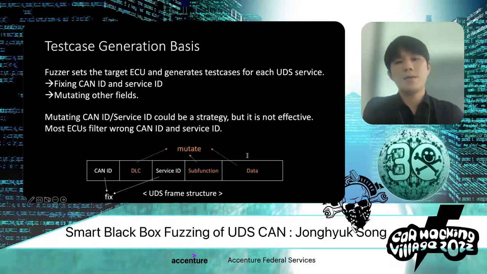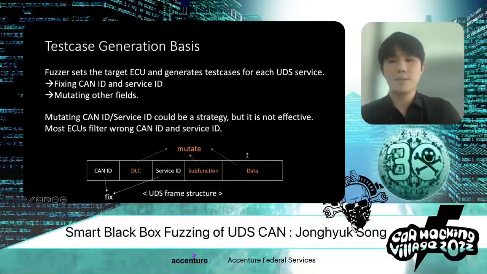Before that, I'm going to describe the basic rules of test case generation. The fuzzer sets the target ECU and generates test cases for each UDS service. It means that the CAN ID and service ID are fixed and the other fields are mutated. Of course, you can mutate the CAN ID and service ID, but it is not that effective because most ECUs filter wrong CAN IDs and service IDs.